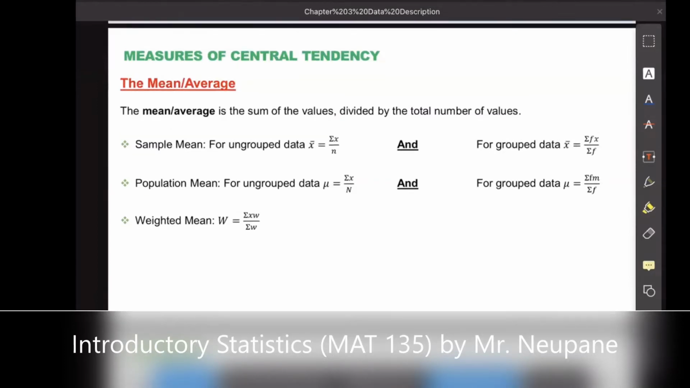Okay, are you done copying the formulas? Yes? I am too. Okay. A few more seconds and we'll move forward.